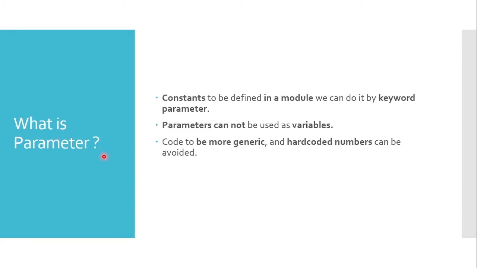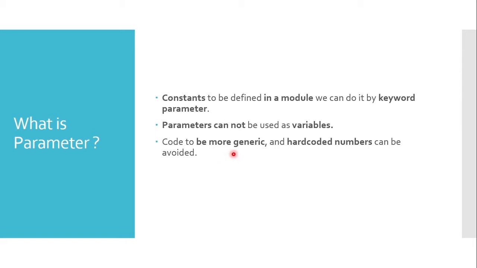First one is, what is a parameter? Parameters are nothing but constants used inside a module, so we can declare a constant using the keyword parameter. As I have told you, parameters cannot be used as a variable, they are constant. And if we want to make our code more generic, at that time also we can use a parameter.